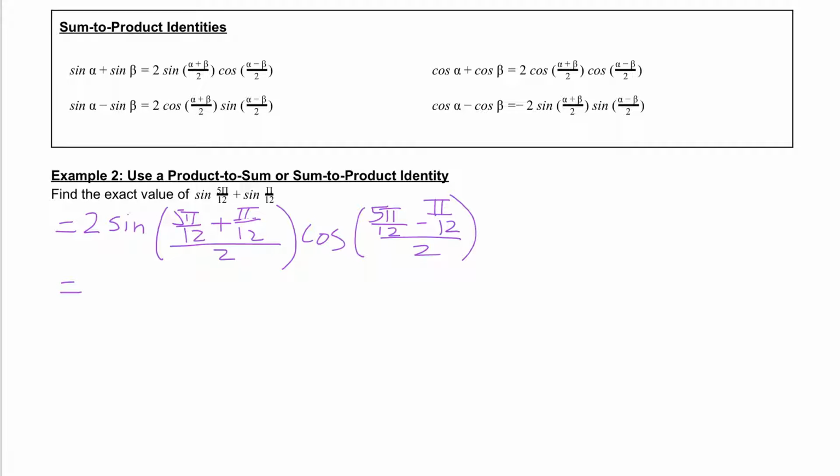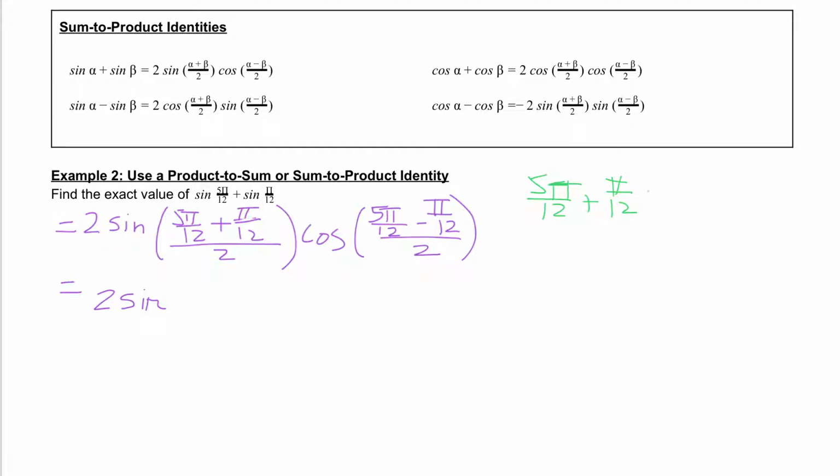From here, we need to simplify. So we have 2 times the sine, and we need to figure out what that angle is inside. So we need to add and divide right here. And I'm going to do that over here on the side to show you how that works. So we have 5 pi over 12 plus pi over 12.